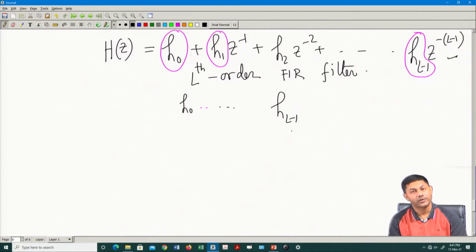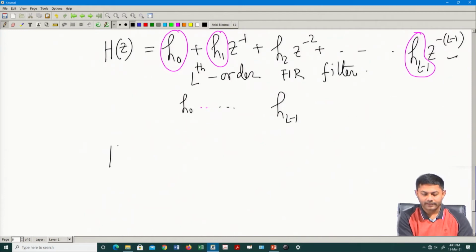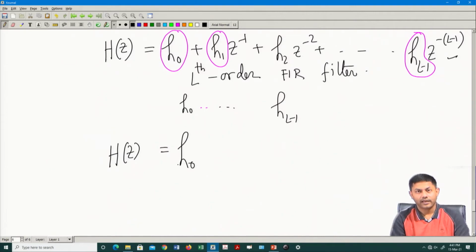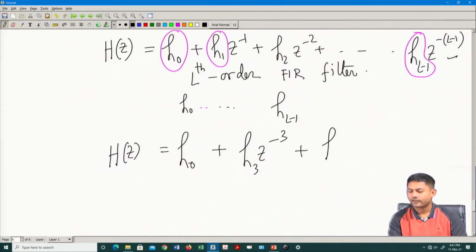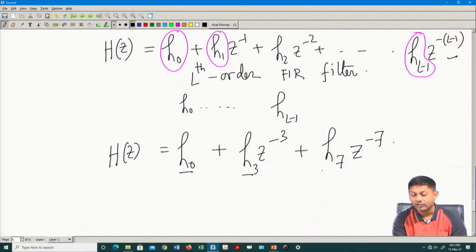In between there will be a lot of zeros. So, it may happen, let us just take an example. Let us say H0(z) is equal to H0 plus H3 z to the power minus 3 plus H7 z to the power minus 7. So, this is the filter. What are the coefficients? Does it mean that it has only 3 coefficients? No, it actually has 8 coefficients, just that some of them will be 0, because its order is 7.